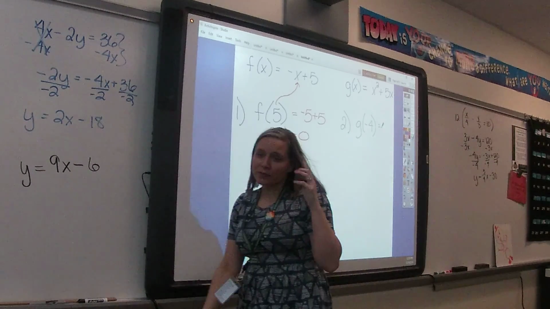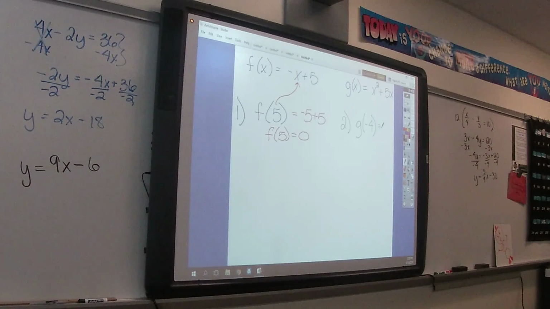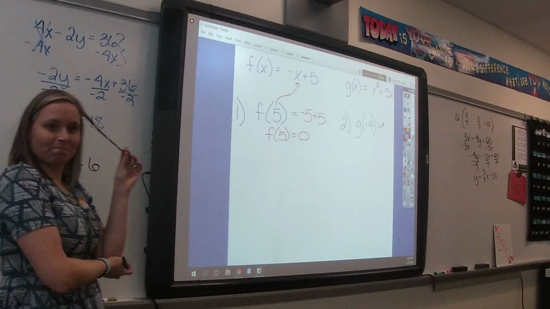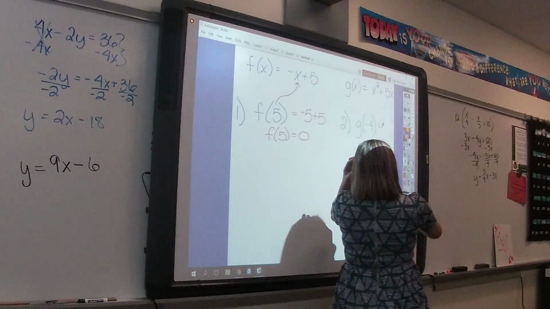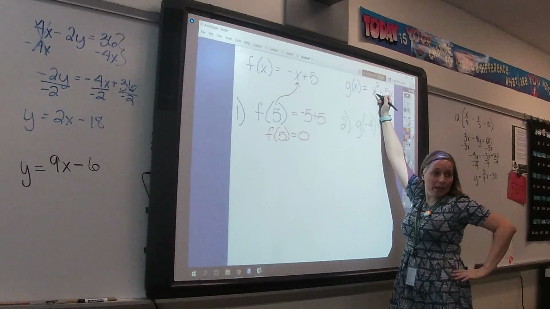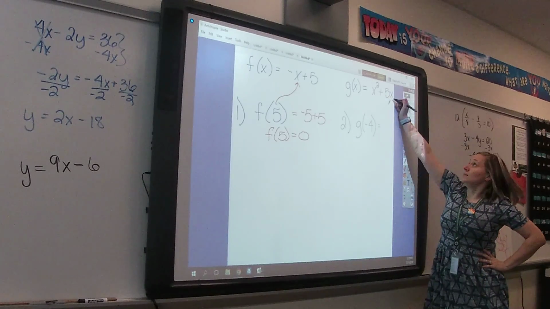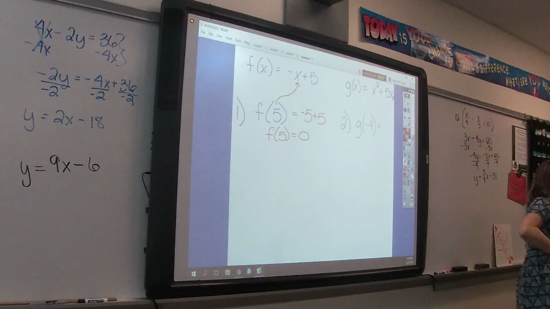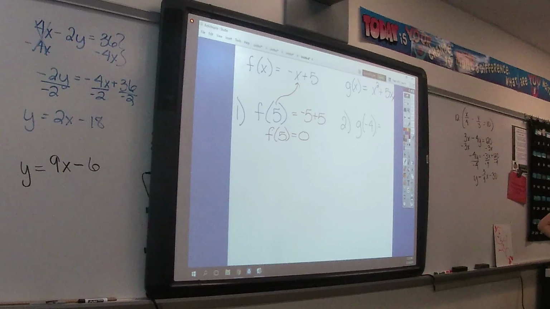How about g of negative 4? What do I want to do to evaluate g of negative 4? Plug in for x. Where? X squared. Okay, so I want to plug that negative 4 in here, and with 5x. And over here. Okay, so you give me an answer. Figure out what that is.